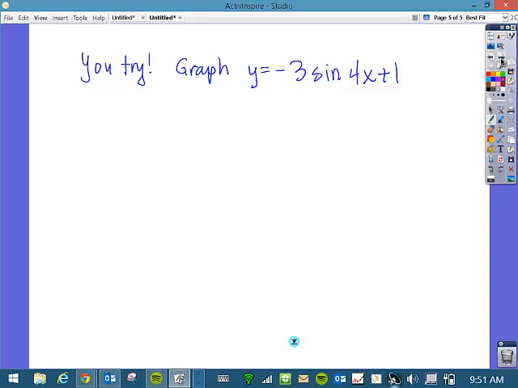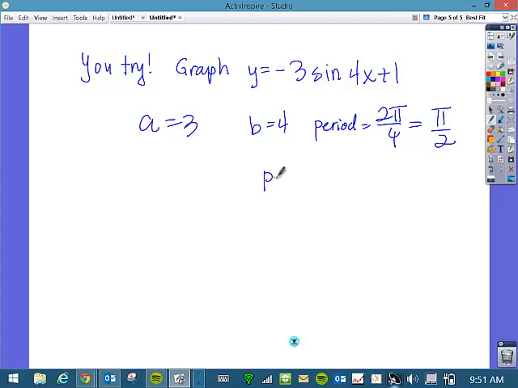All right, I notice that my amplitude is 3. B is 4. So my period is 2 pi over 4, which is pi over 2. So when I split that into pieces, or sections, it's pi over 2 divided by 4, which is pi over 2 times 1/4, which is pi over 8. So each piece will be pi over 8. And I'm shifting it up 1, and it's negative.